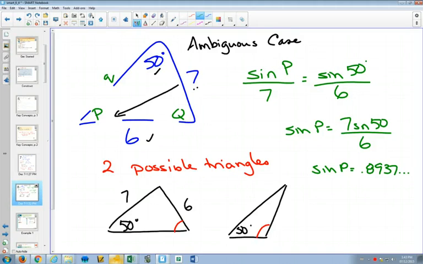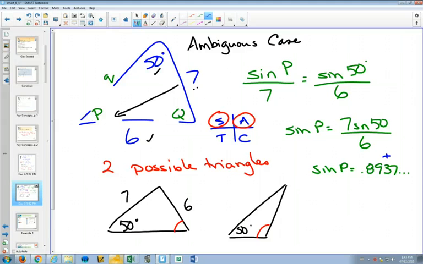Now, the reason two triangles appear at this point goes back to what we were learning about the CAST rule and about sine. Notice that when I typed 7 sine 50 over 6, I got 0.8937. Can you see that this is positive? That's a positive number. It's not negative 0.89, it's positive 0.89. When is sine positive, according to the CAST rule? In which quadrants? That one and this one. Quadrants 1 and 2.